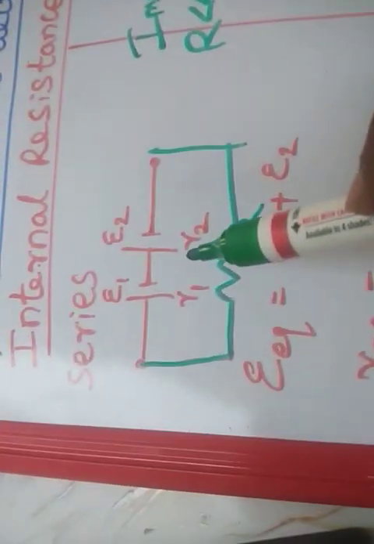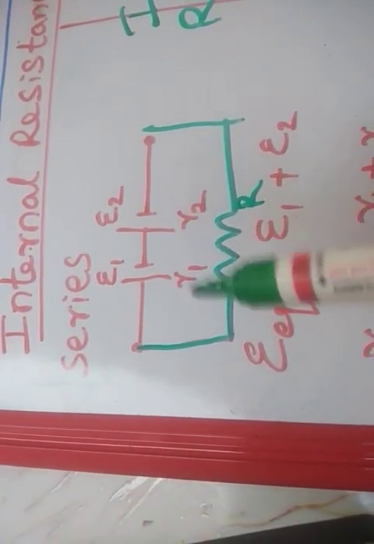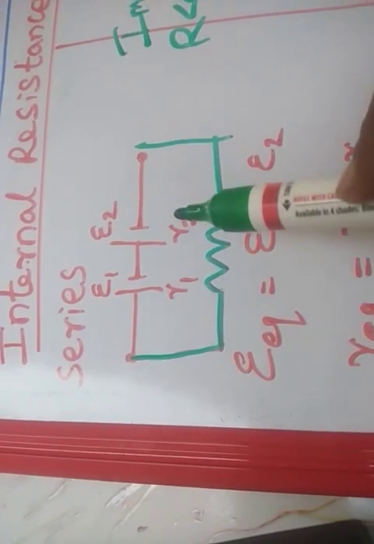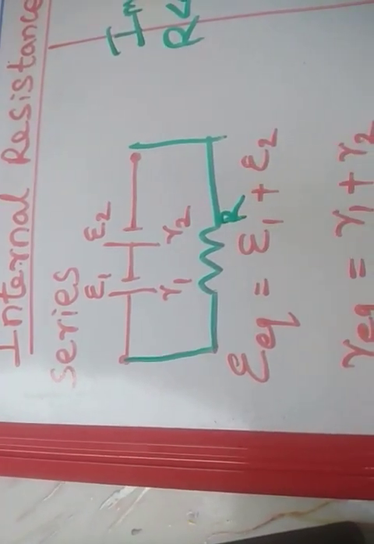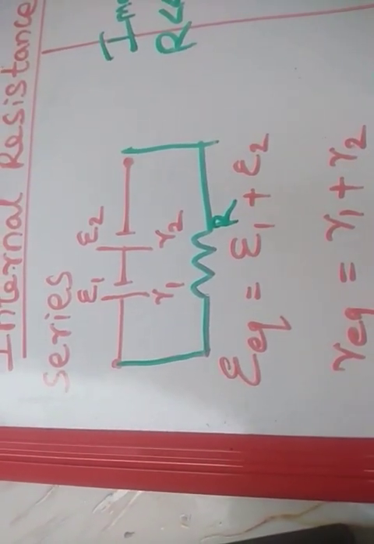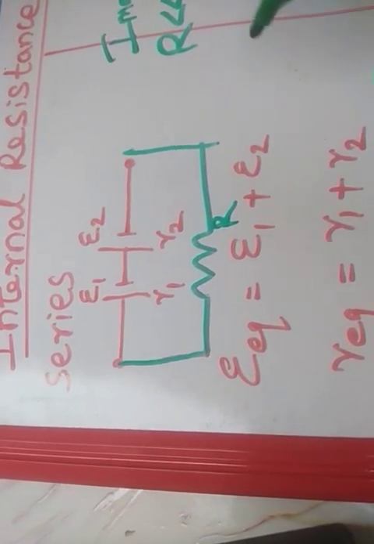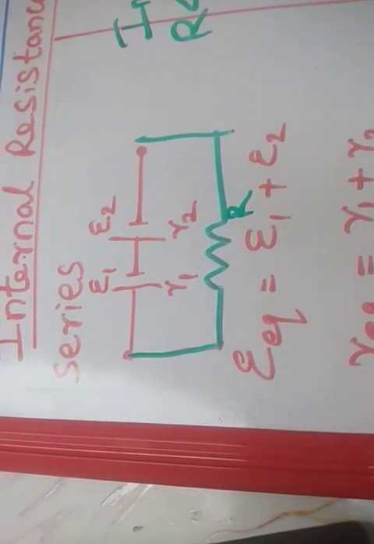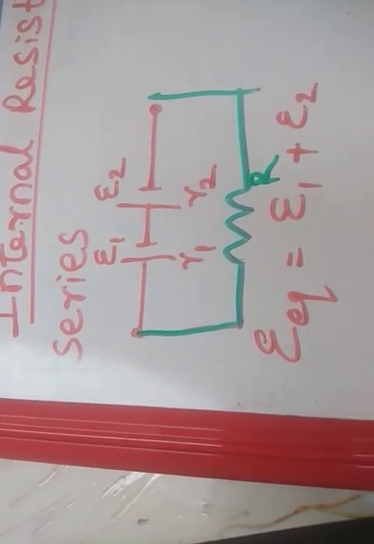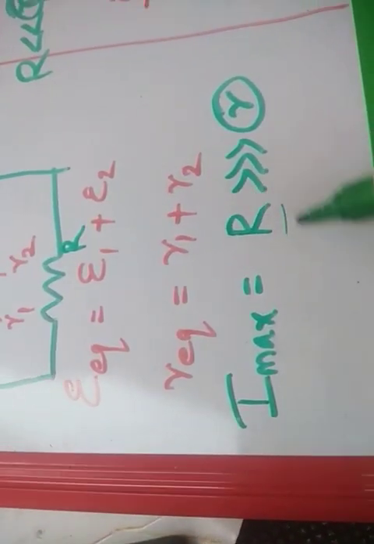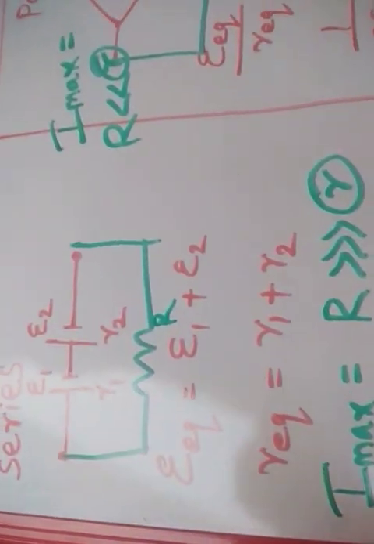Let us say that in a TV remote we are connecting two batteries. So two cells are connected in series. The remote resistance must be greater than the cells' resistance. Then only the maximum current will be supplied to the remote and the remote will work. So that is the condition: external resistance will be greater than internal resistance.